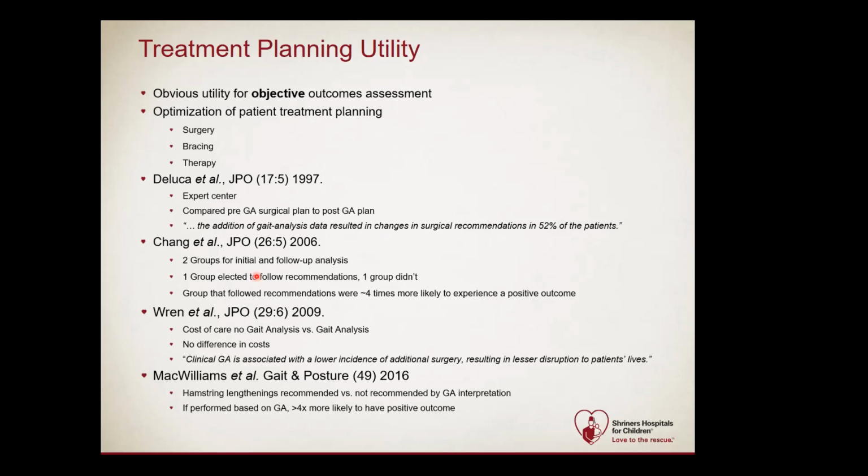And then our own group, we looked at hamstring lengthenings in particular, a single surgery that we do a lot of, or used to do a lot of. We looked at whether the doctors did those hamstring lengthenings when we actually recommended them versus going rogue, when we didn't recommend them or just did them without a gait lab. And we found that when they followed our recommendations, like the previous study, they were more than 4 times likely to have a positive outcome.